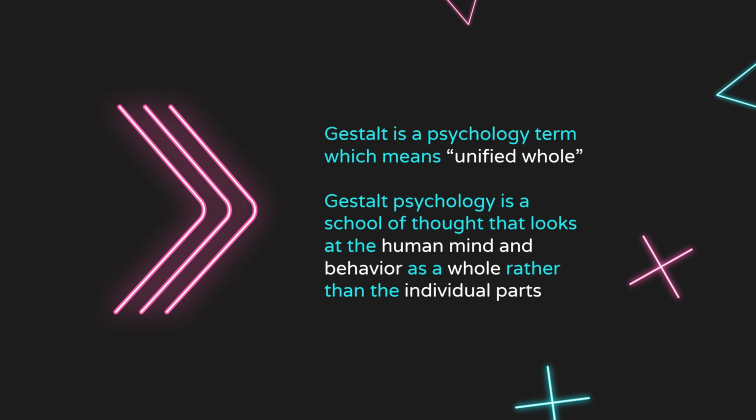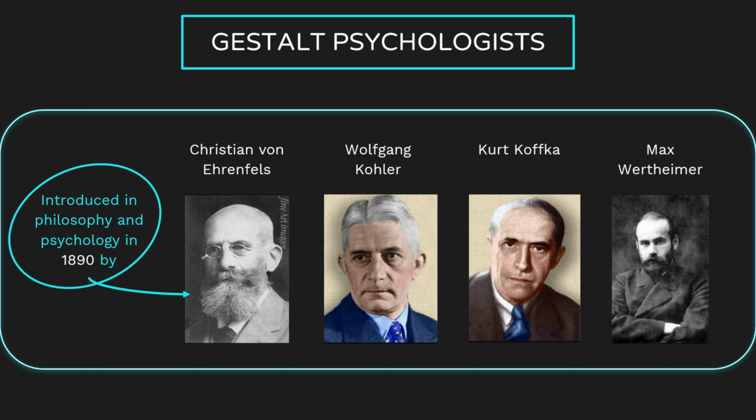Gestalt psychologists. Gestalt was first introduced in philosophy and psychology in 1890 by Christian von Ehrenfels, a member of the school of Brentano. There are three main psychologists who were the most important representatives of Gestalt theory, which are Wolfgang Kohler, Kurt Koffka, and Max Wertheimer.